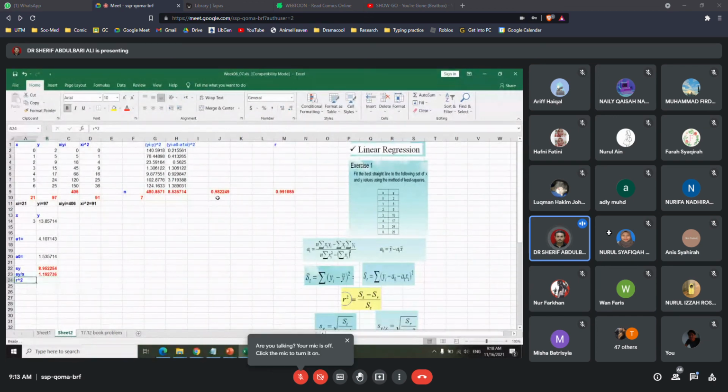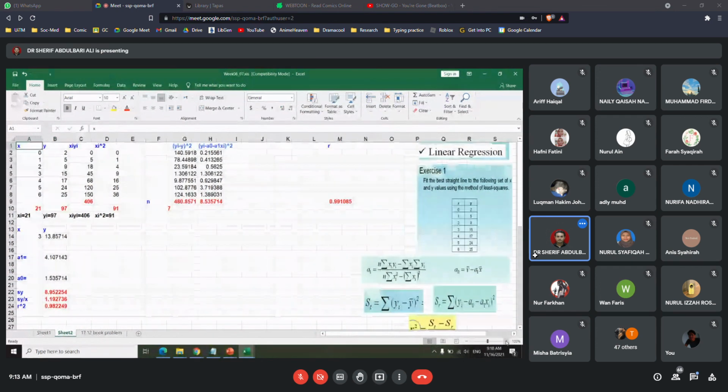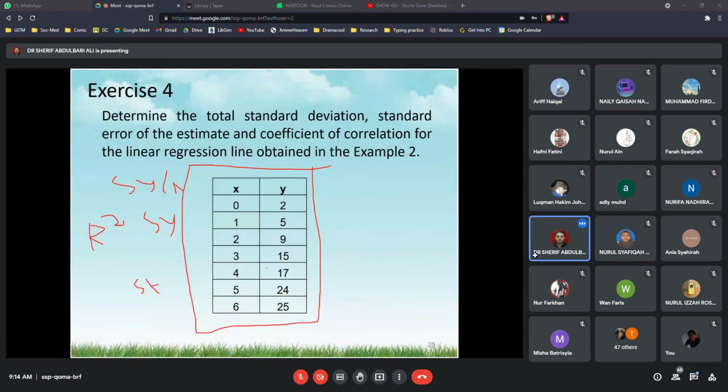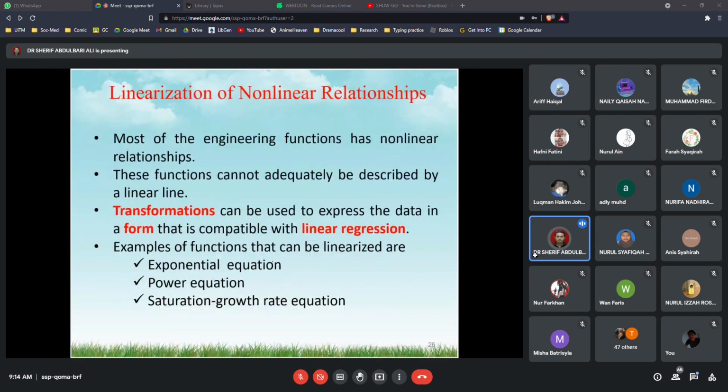So this is the answer. You can see it here on the screen. Okay, so that was the exercise.